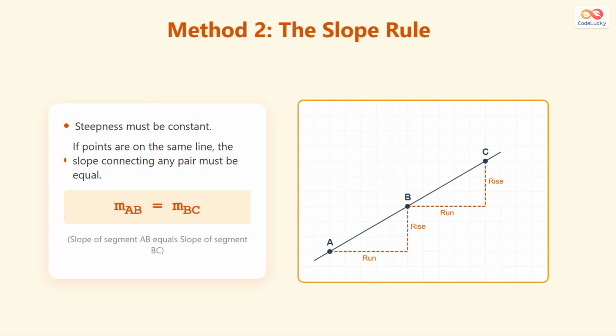The second method involves slope. For points to be on the same line, the steepness of the line connecting them must remain constant. Therefore, the slope of the segment AB must be equal to the slope of the segment BC.